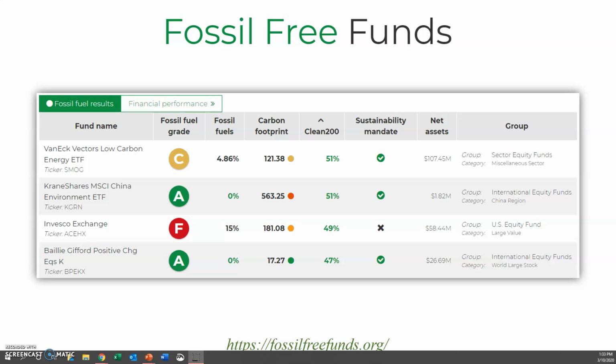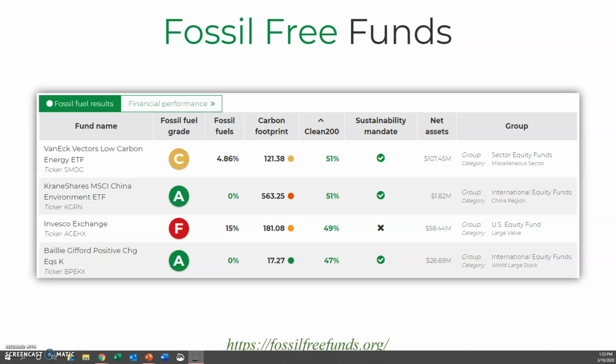Just wanted to give an overview of this fossil-free funds website and tool that can be used to take a look at the social and environmental responsibility for different mutual funds. Mutual funds have dozens of investments, sometimes hundreds, and so you can imagine it's pretty hard to track or figure out the environmental or social responsibility for each company within the investment.